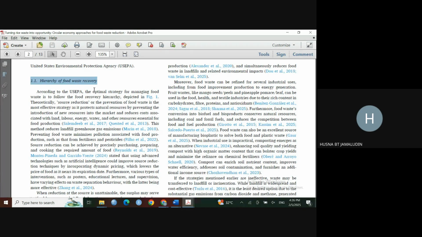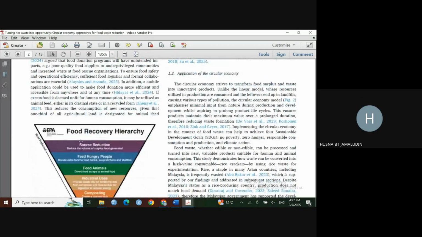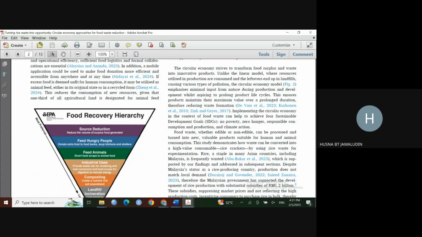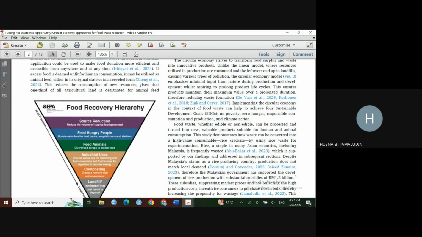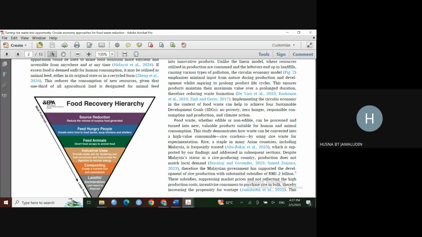So what is it? According to the United States Environmental Protection Agency, this is their department of environment in the US, and normally they are our benchmark. We always refer to them, right? According to them, if you have food waste, there is a proper way to handle it. You have to reduce at source, meaning try not to waste the food. If you have surplus, you can feed hungry people or feed animals. Lastly, if you cannot do anything about it, you can send it to the landfill. This is what they said.